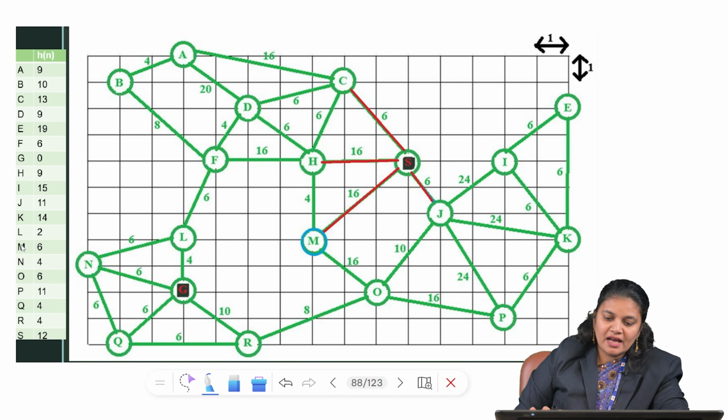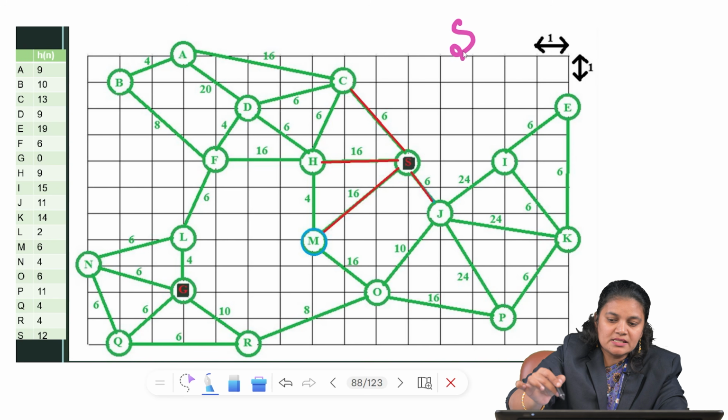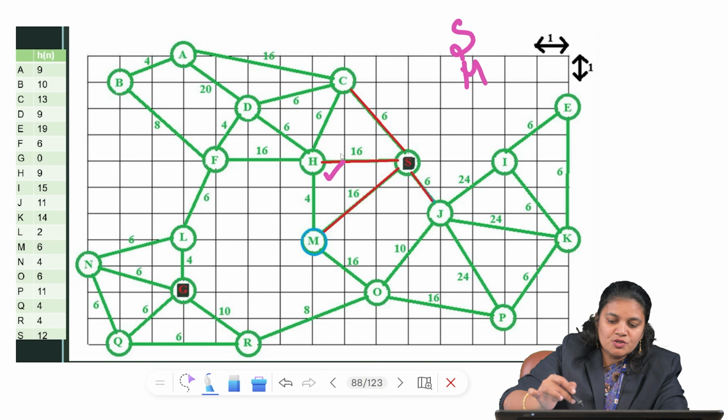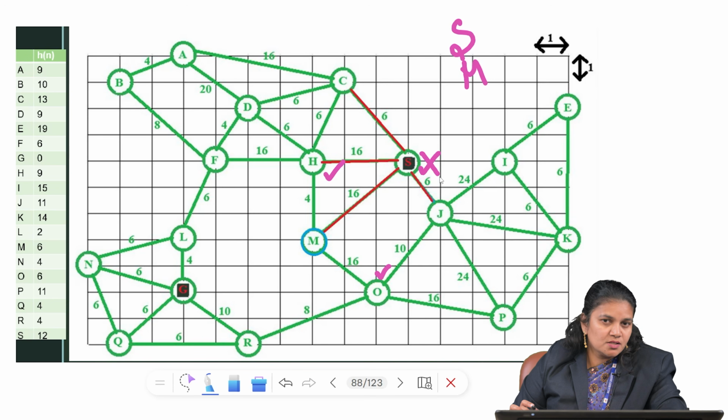So we can find that M is being selected. And from M, now in my visited list, I have S and M. So from M, where can I move? From M, we have H, S and O, but S is already in the visited list. We can ignore it.